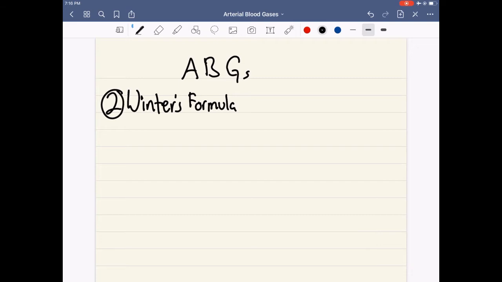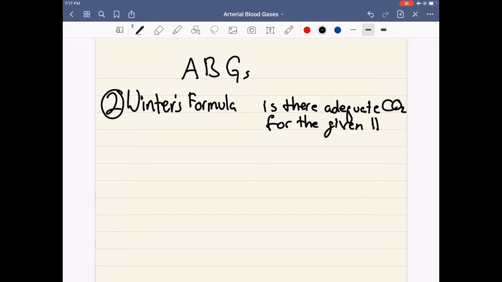Next thing that we're going to be talking about is Winter's formula. Winter's formula is an important concept to understand. I recently took my internal medicine boards. This was a question on the board, so it's something that we all need to know. It's not just ICU related. Winter's formula is going to tell us, is there adequate CO2 for the given bicarb? Okay, it's a very important statement to make.